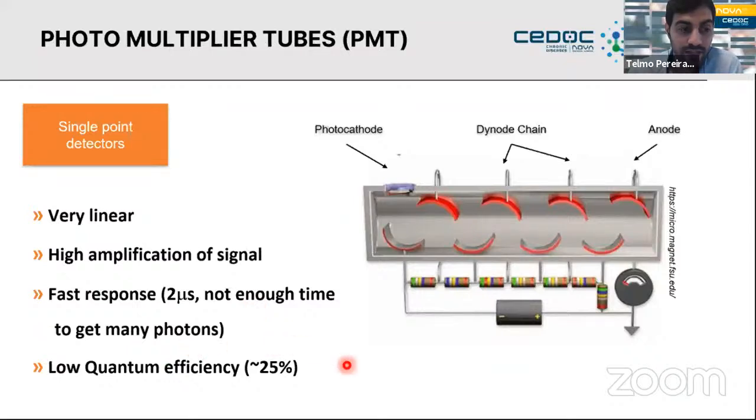Then the downside of these is the low quantum efficiency. Usually you only have around 25%. This can translate to, on average, you need to hit with 4 photons in order for 1 photon to go through this whole cascade and to reach the anode.